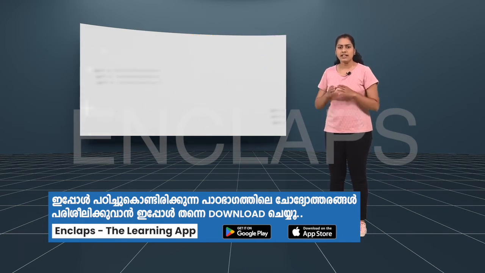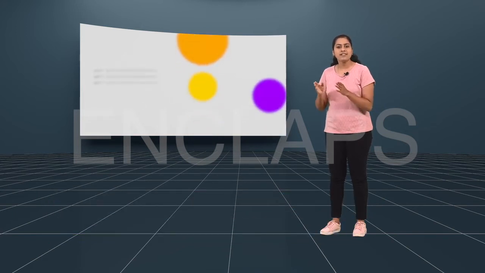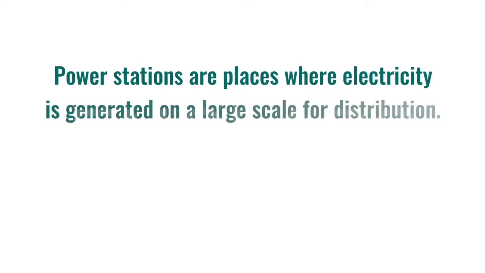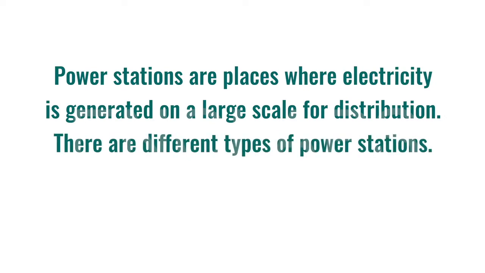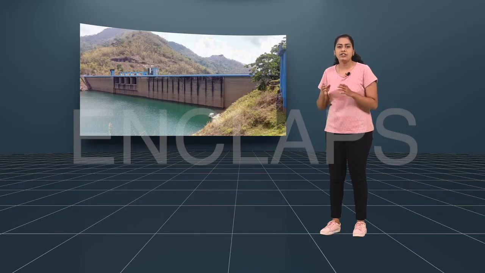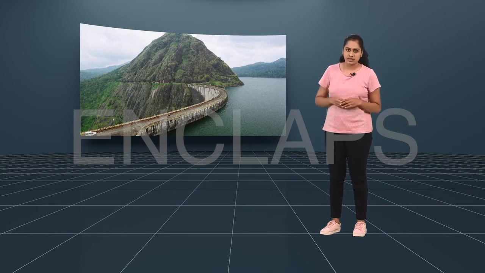We already mentioned power stations. What is a power station? Power stations are places where electricity is generated on a large scale for distribution. There are different types of power stations. The earlier mentioned hydroelectric power stations are one of them. Idamalayar hydroelectric project and Idukki hydroelectric project across Periyar river are examples of this.